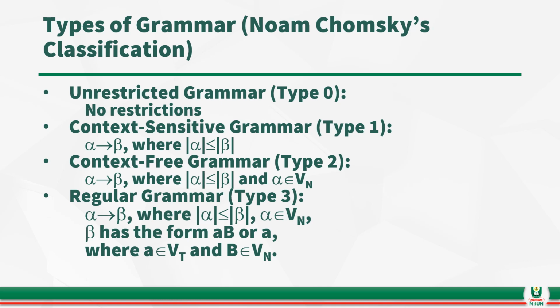In regular grammar, alpha implies beta, where the length of alpha is less than or equal to the length of beta. And alpha is an element in the set of non-terminal symbols, and beta has the form small letter a, capital letter B, or small letter a, where a is an element in the set of terminal symbols and capital letter B is an element in the set of non-terminal symbols.